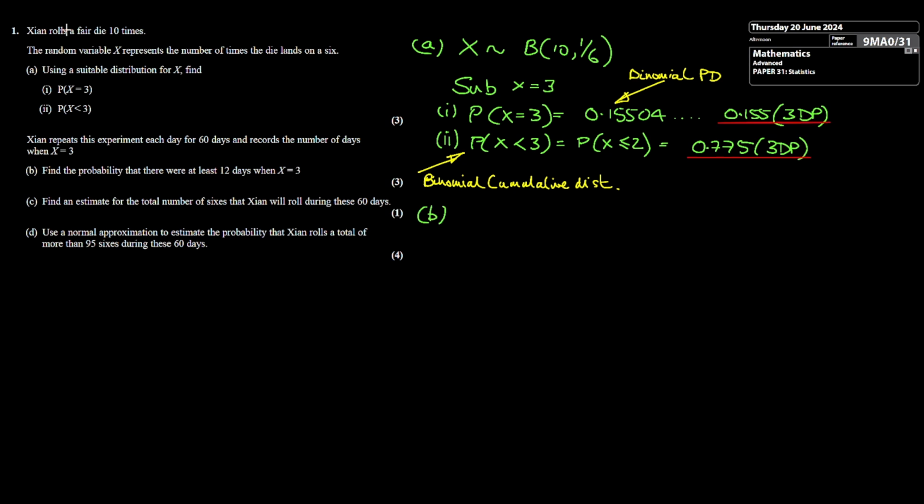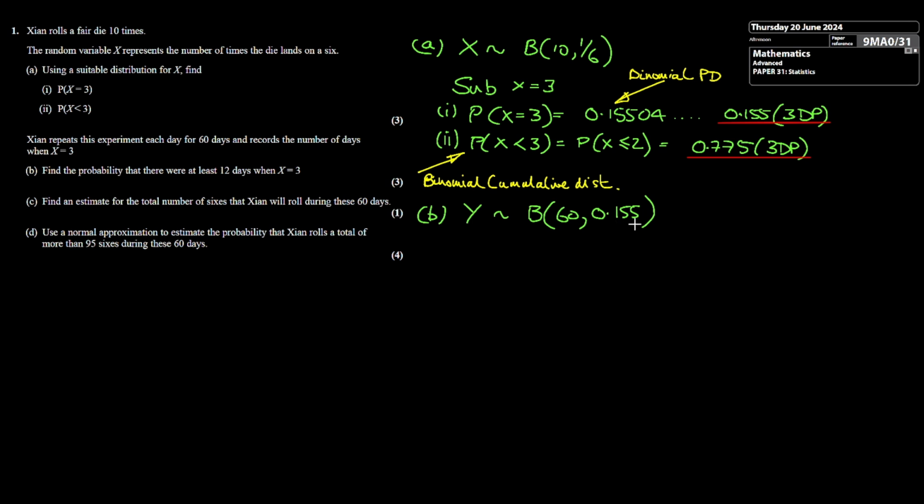So in part B, this experiment of finding where x is equal to 3 is repeated 60 times. And we're supposed to find the probability where at least 12 days you find that x is equal to 3. Well, again, this is going to be a binomial distribution. N, or the number of trials, is now 60, and the probability of x is equal to 3 is our answer here of 0.155. So let's set this up. And here is the new distribution. 60 trials, a probability of 0.155.